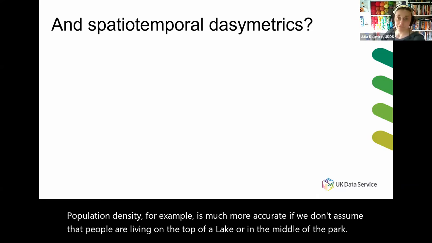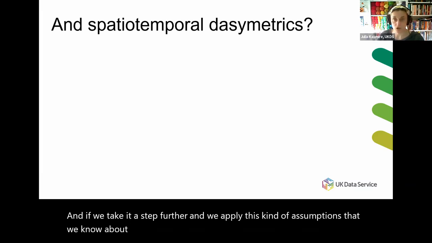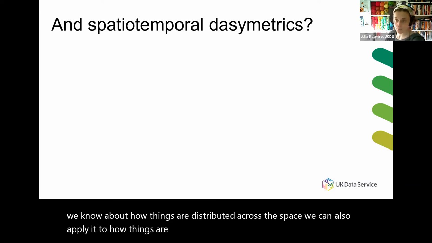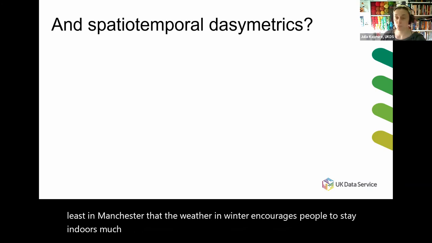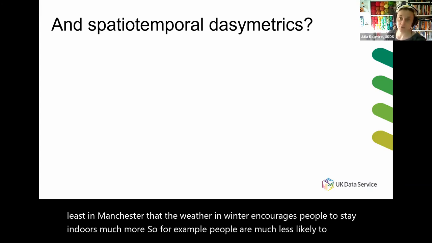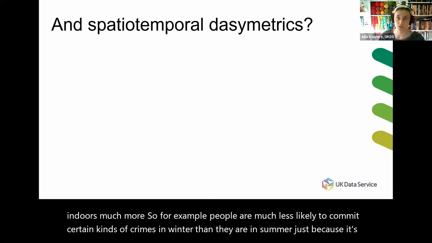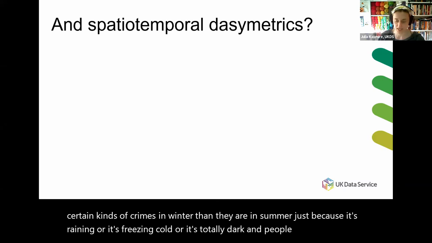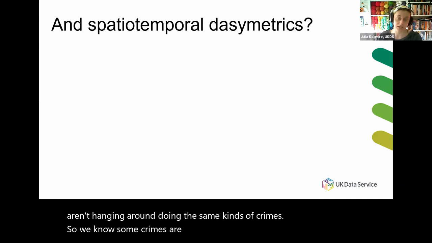And if we take it a step further, and we apply the assumptions that we know about how things are distributed across a space, we can also apply it to how things are distributed across time. We know, for example, at least in Manchester, that the weather in winter encourages people to stay indoors much more. So, for example, people are much less likely to commit certain kinds of crimes in winter than they are in summer, just because it's raining or it's freezing cold or it's totally dark and people just aren't hanging around doing the same kinds of crimes. So we know some crimes are not evenly distributed in time.